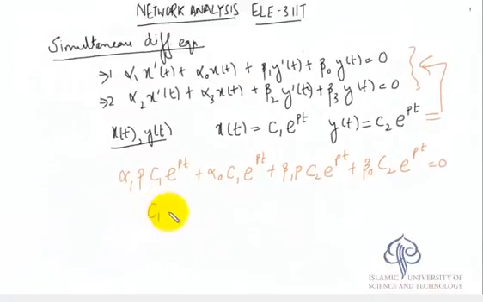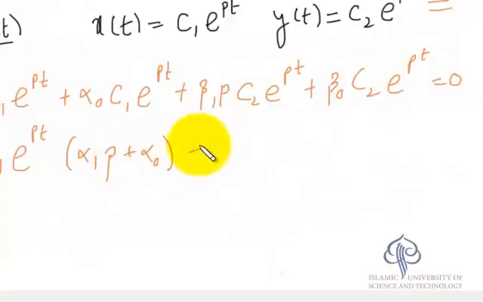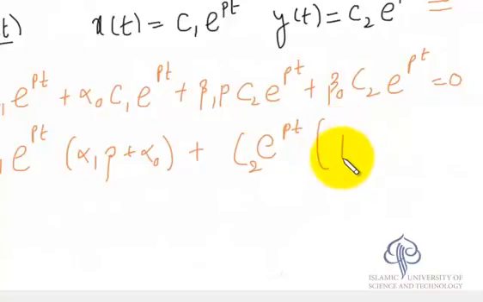So you can write c1 e to the power pt (alpha 1 p plus alpha 0) plus c2 e to the power pt (beta 1 p plus beta 0) is equal to 0. This is the first equation. The second equation would be similar.